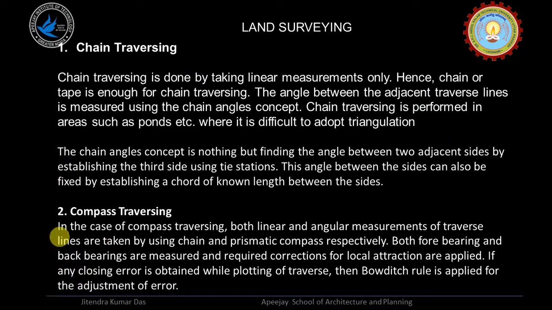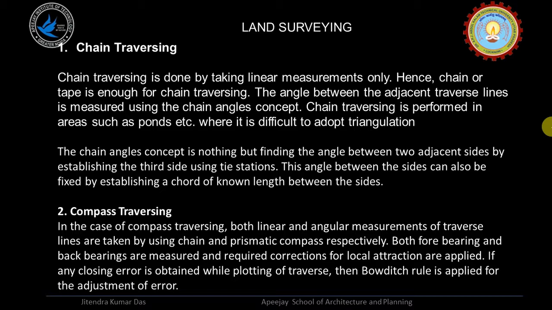So we will see the chain traversing. Here chain traversing is done by taking linear measurements only. Hence chain or tape is enough for chain traversing. The angle between the adjacent traverse lines is measured using the chain angle concept. Chain traversing is performed in areas such as ponds, roads, etc., where it is difficult to adopt triangulation.